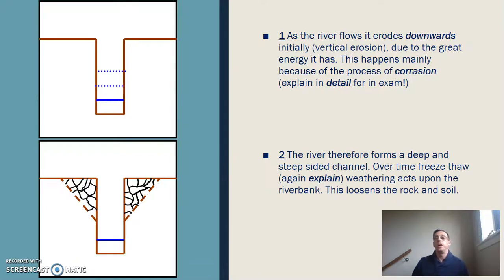So sticking with V-shaped valleys first, we are in the upper course of a river, right up in the hills near a river source. As rivers flow, they erode downwards first, so we call this vertical erosion. Now this happens mainly through corrosion, and again remember, if you're talking about this in your answer, you need to explain what corrosion is. This happens when we cut a deep, steep-sided channel into the valley.